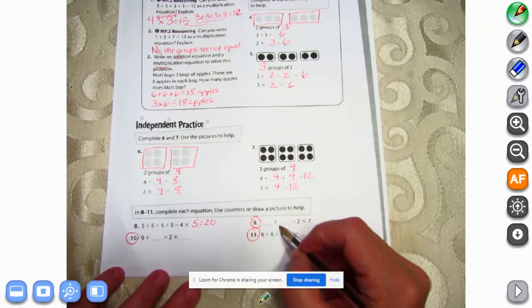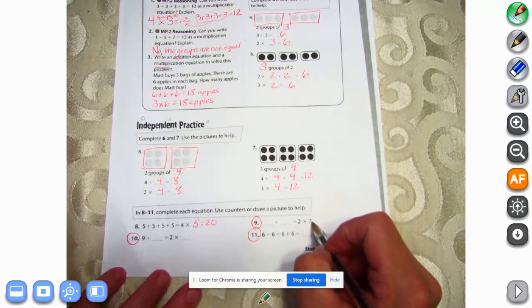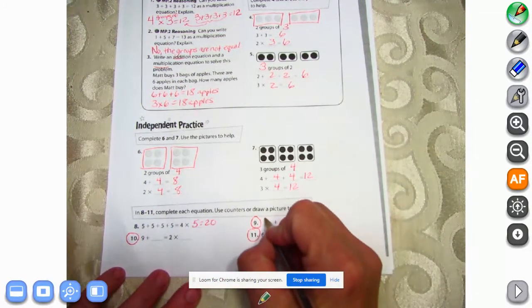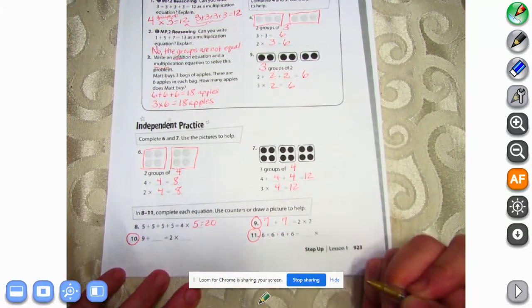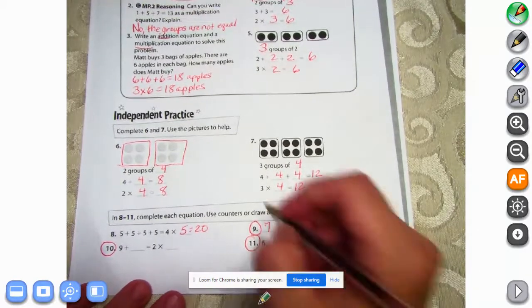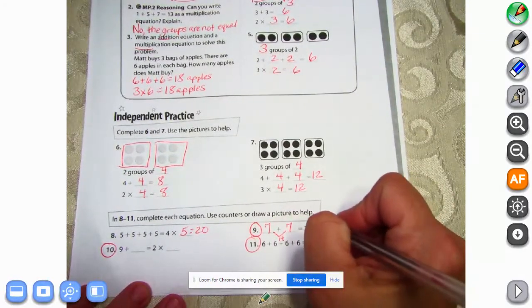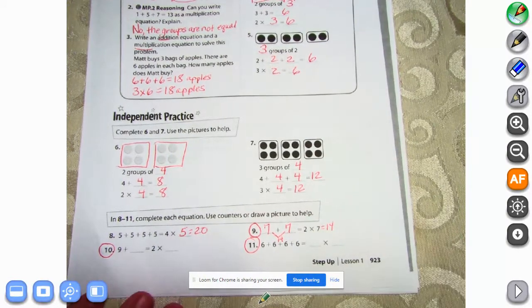And how do we know what goes in those spots? We look over here at 2 groups of 7. So there's a group of 7 and another group of 7 to make 2 groups of 7. Okay, 7 and 7 make 14. 2 times 7 is 14.